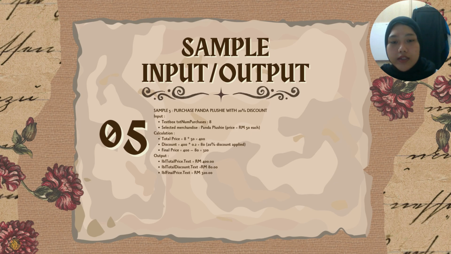The output will be in the total price label, total discount label, and also the final price label, which is total price will be 400, total discount will be 80 ringgit, and the final price will be 320 ringgit.